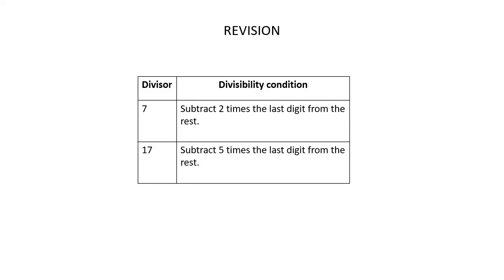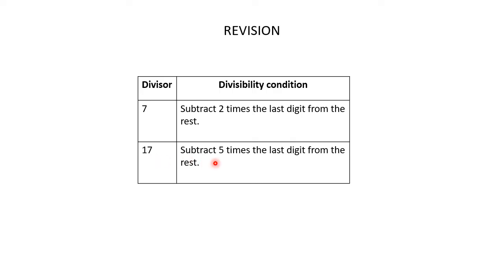The divisibility rules for 7 and 17 have a similarity, so they have been grouped together. To find out whether a number is divisible by 7, subtract 2 times the last digit from the remaining digits. If the result you get is divisible by 7, then the number is divisible by 7. Similarly, subtract 5 times the last digit from the remaining digits. If the result you obtain is divisible by 17, then the number is divisible by 17.